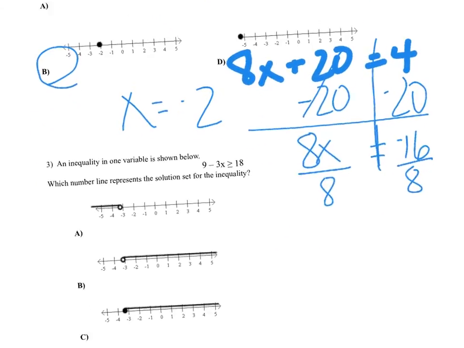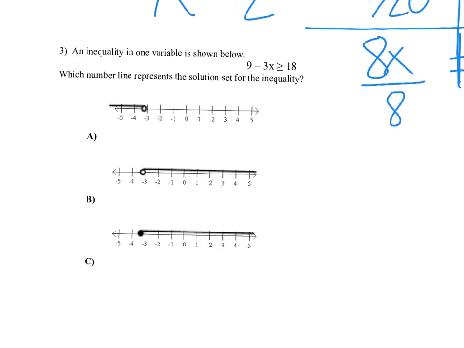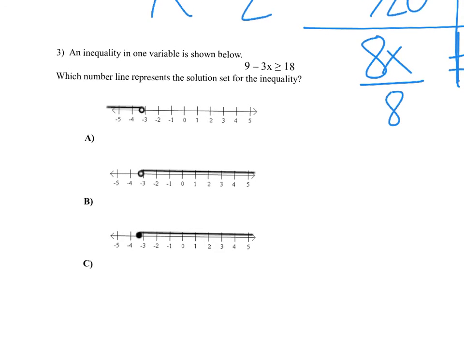Okay, number 3. An inequality in one variable is shown below. Which number line represents the solution for the inequality? Okay, so we're going to highlight what's important. So which number line represents, and then it's this equation. Okay, so I'm going to go through, and I'm going to solve it. I'm going to say 9 minus 3x is greater than or equal to 18.